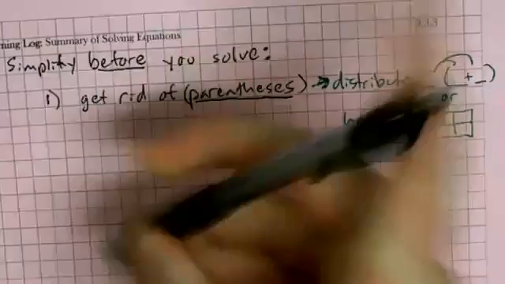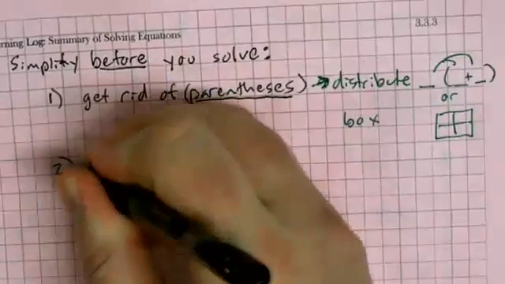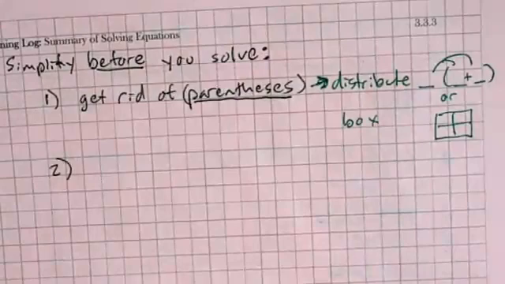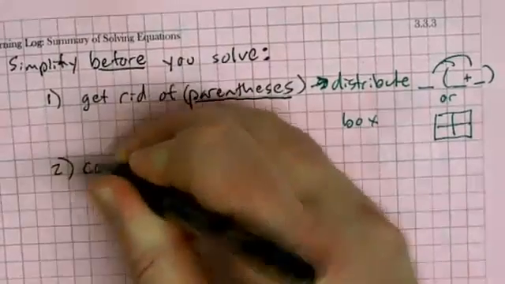All right, step 2. Second thing you always want to do, and my students often forget to do this before they start solving. This is why they end up doing extra steps usually. Combine like terms.